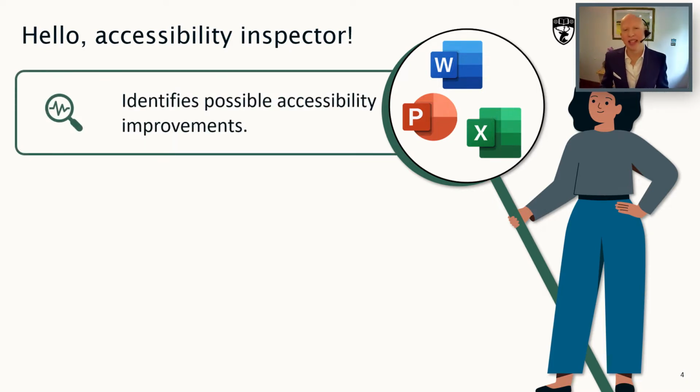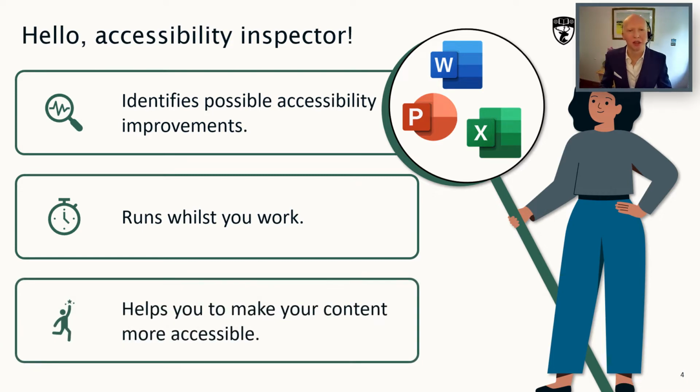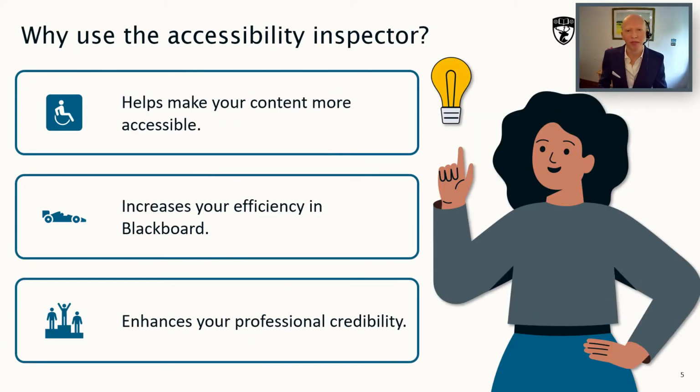The Accessibility Inspector identifies possible improvements you can make to the accessibility of your document. It runs whilst you're working, and it will show you how to make your document more accessible. Now, accessibility is about removing barriers that might prevent colleagues, students, or the general public from getting the most out of our resources, particularly if they have an impairment or disability. Accessible content is just better content.